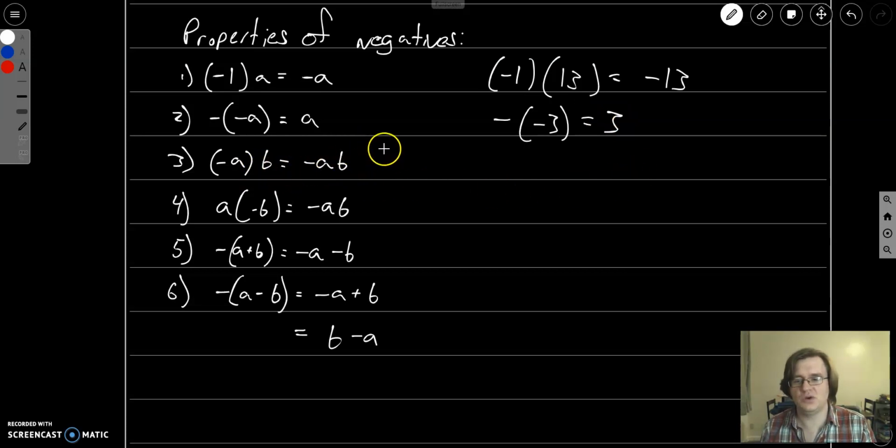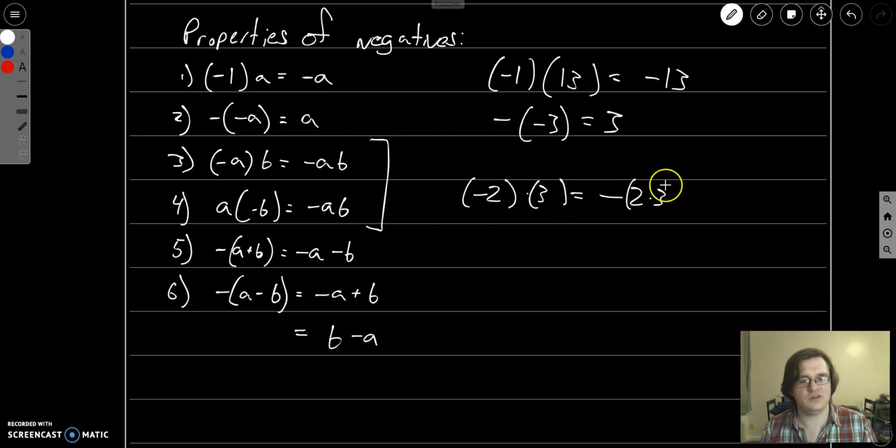The next 2 are very similar, and this is basically saying that when you have a negative sign floating around, you can put it anywhere inside of the term. So if I had negative 2 times 3, this is going to be the same thing as negative 2 times 3, but it's also the same thing as 2 times negative 3. We can put the negative sign anywhere inside of a term.